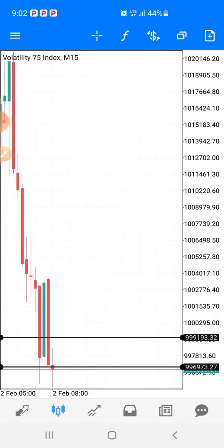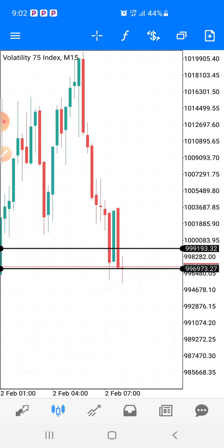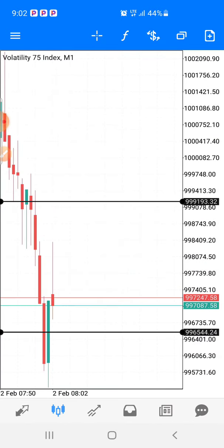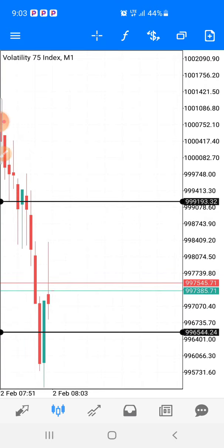But if you still want to trade this, you will always allow the price to break a support level before you enter again. So it's a scalping strategy. You need to enter trade, pick $1, $2, $5, depending on your lot size, and you close.